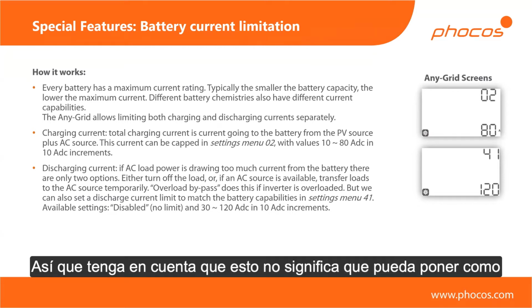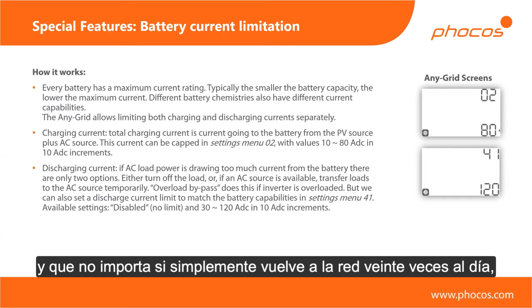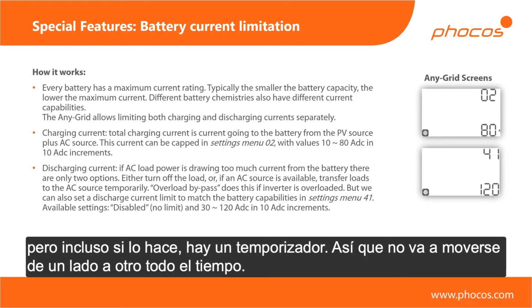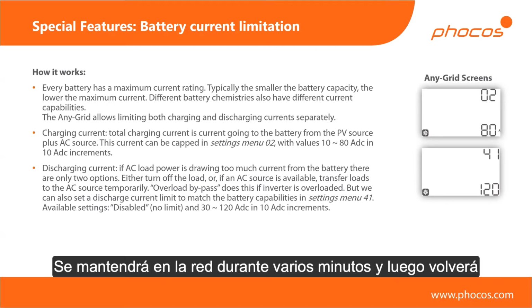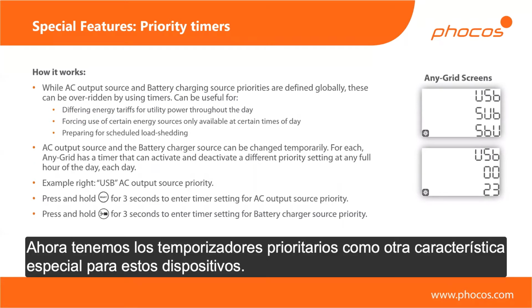So just keep that in mind, that this doesn't mean that you can put like 8 kilowatts of loads on your inverter and it doesn't matter if it just switches back to the grid 20 times a day. But even if it does, there's a timer, so it's not going to flick back and forth all the time. It's going to stay on the grid for several minutes and then come back if possible, if the power requirements have settled down. Now we have the priority timers as another special feature for these devices.